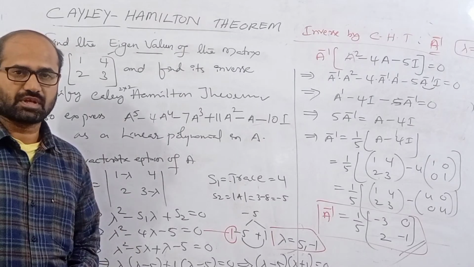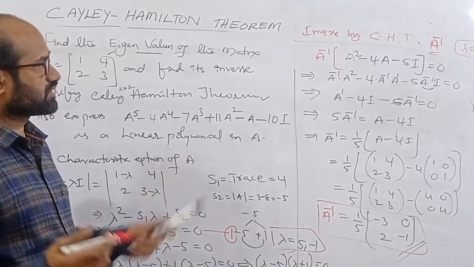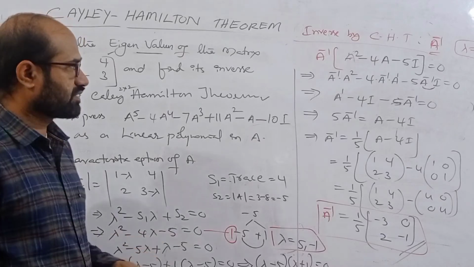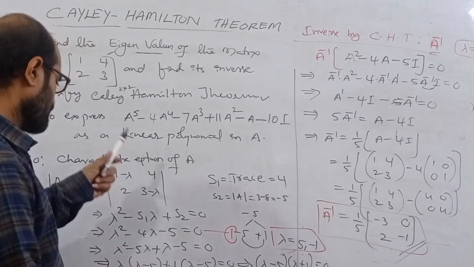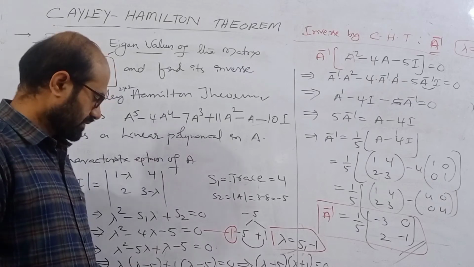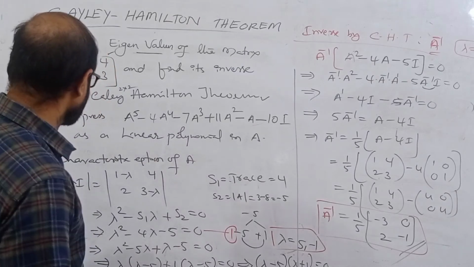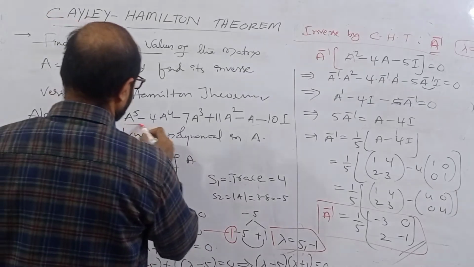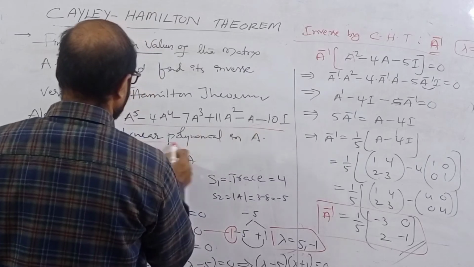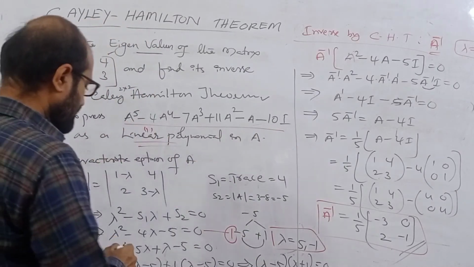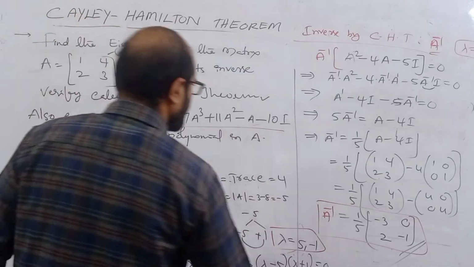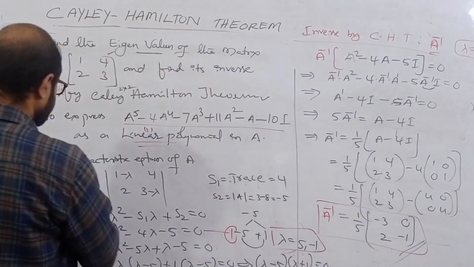We can also find A inverse by using adjoint by determinant of A, but using the Cayley-Hamilton theorem you can do it like this. Next one is to express this as a linear polynomial. Linear means power 1. So express this one as a linear polynomial. Okay, let us see.